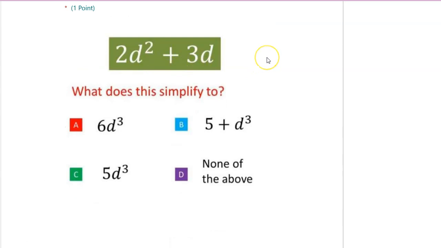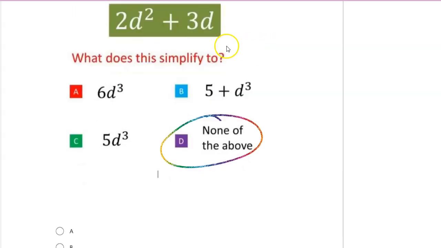Flying through these, what does this simplify to? Well, it's already fully simplified. Remember, we can only add or subtract like terms. That means terms with exactly the same combination of letters. This one here, it's a 2d squared. And the next term, the term separated by the plus or minus, is 3d. d is different from d squared. They're not exactly the same, so I can't add those terms. So none of the above is the solution there.